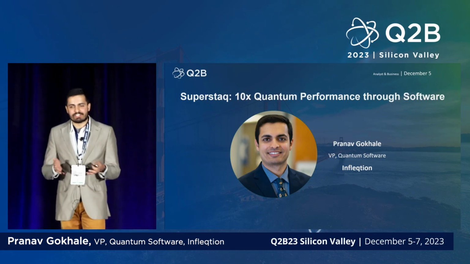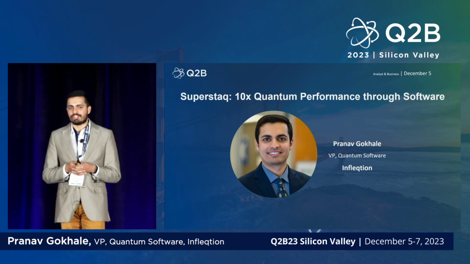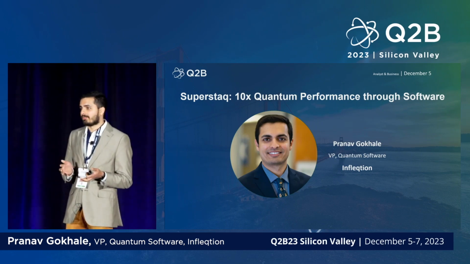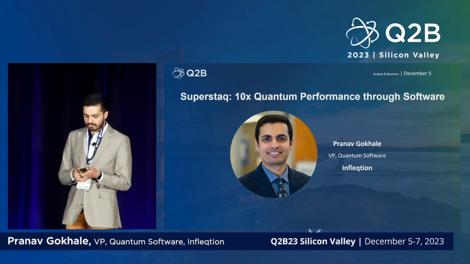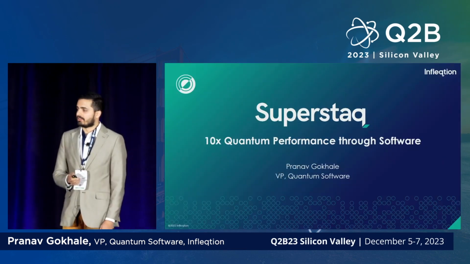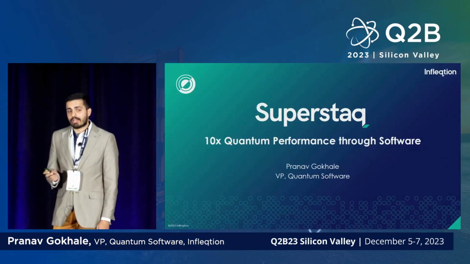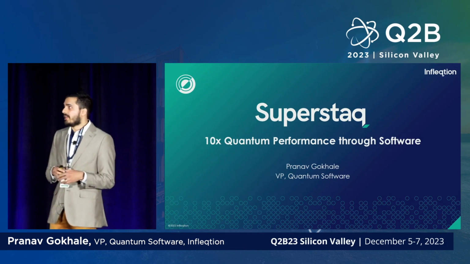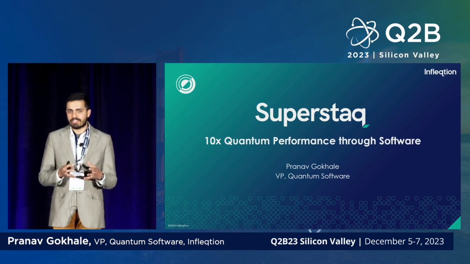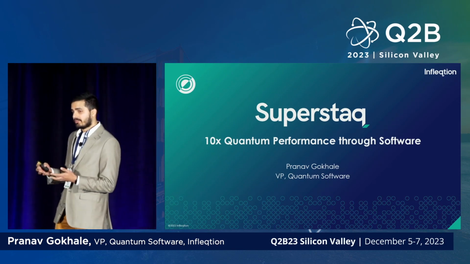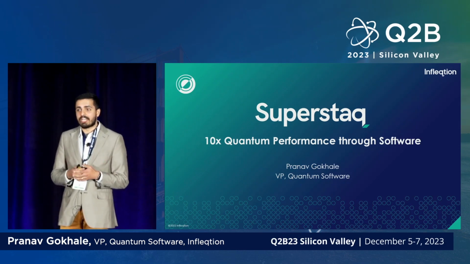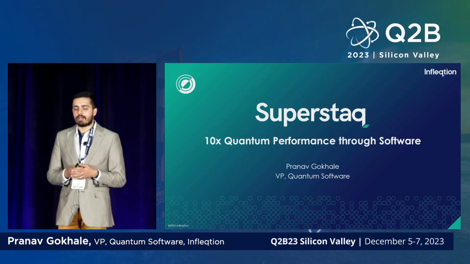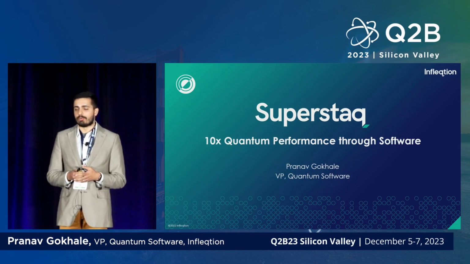I'm really excited to share with you about Superstaq, which is our flagship quantum software platform, and it's designed to increase quantum performance by 10x using software as a force multiplier for the underlying hardware. Now, at last year's Q2B, we announced this platform in a closed beta, and as of September of this year, I'm really excited to share that this is in a public beta that anyone in the world can access to unlock the potential of underlying quantum hardware.